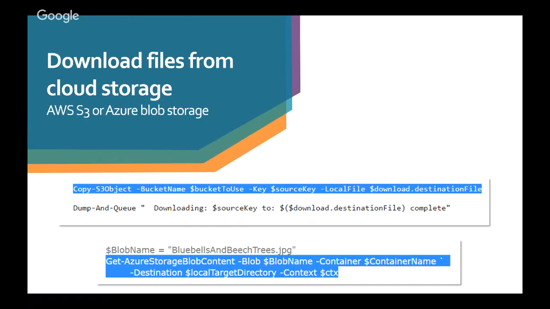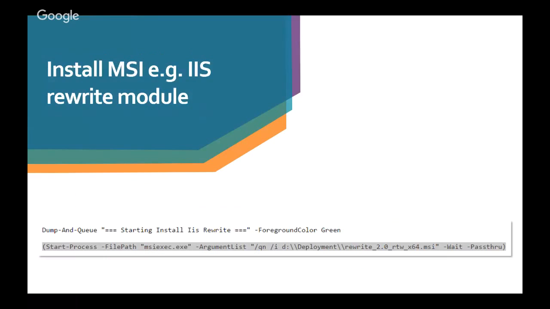If you want to pull files down from S3, you've got this one PowerShell command. The parameters are hopefully relatively self-explanatory. It's basically what bucket you want to pull it from, what the file's called, and where you want to put it. And similarly, if you're in the Azure world, there are other ways to do it. If you want to install, for example, the IIS rewrite module, then there you go. This sort of script, there's not much to it.